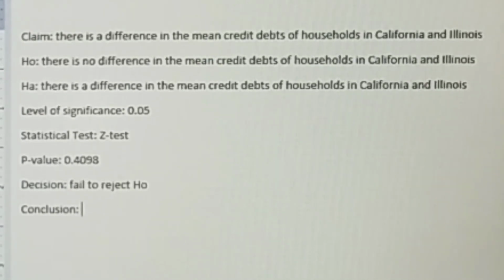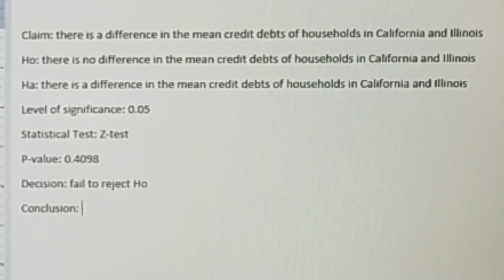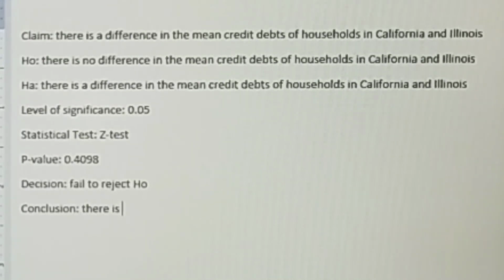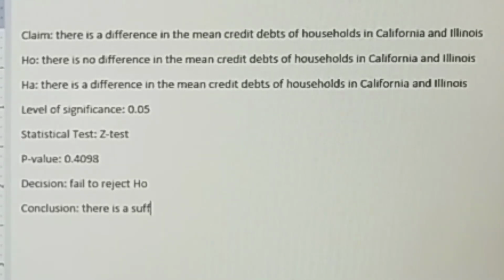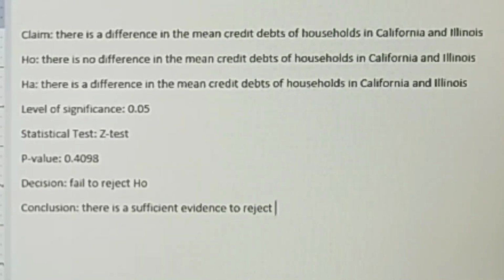Now for the conclusion, since our decision is fail to reject H0, we are favoring H0. So meaning there is not sufficient evidence to support the claim.